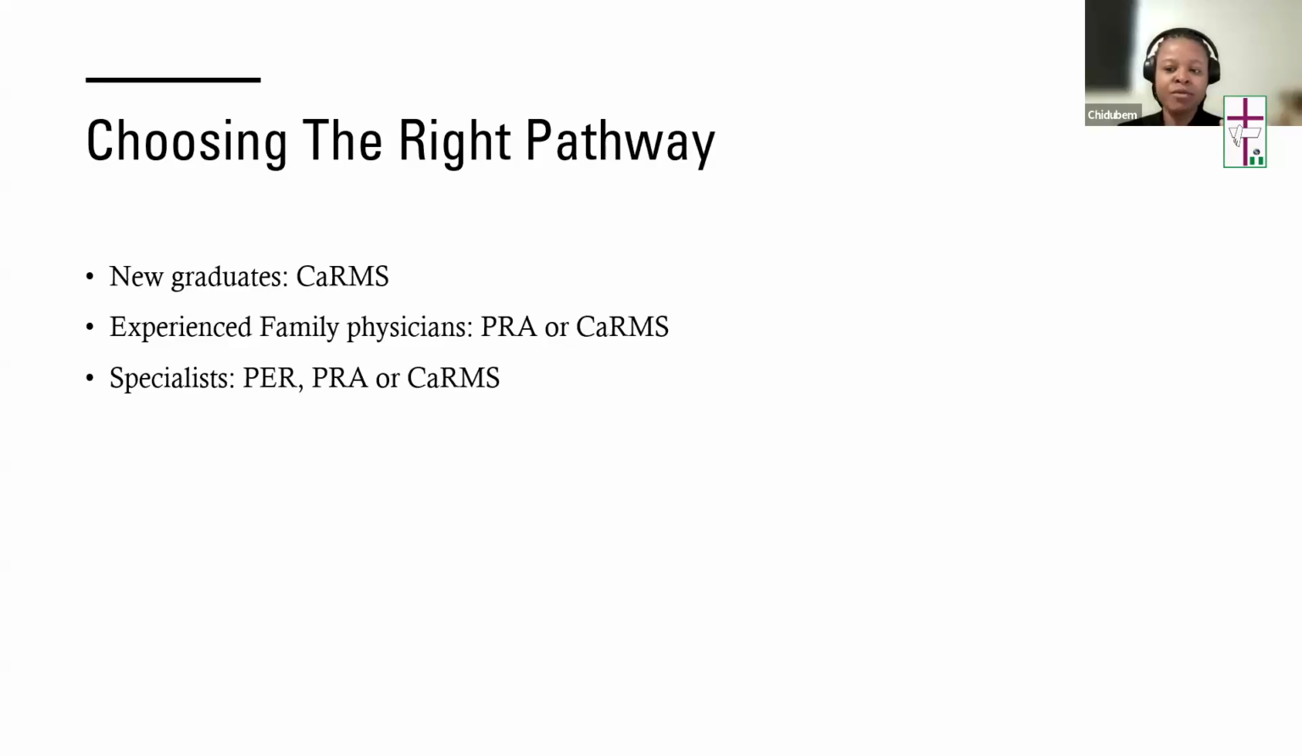Like I mentioned earlier, we have what we call the approved jurisdiction route for specialists. I think there are about 29 of these jurisdictions on the Royal College website. So these specialists completed their postgraduate training in one of those jurisdictions.